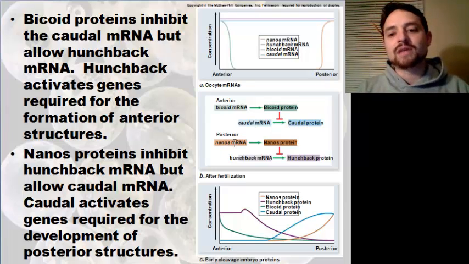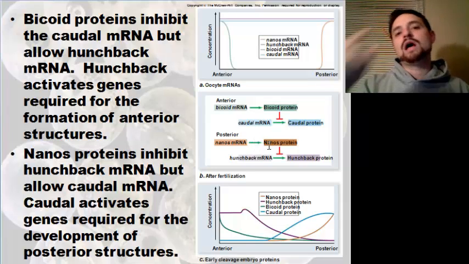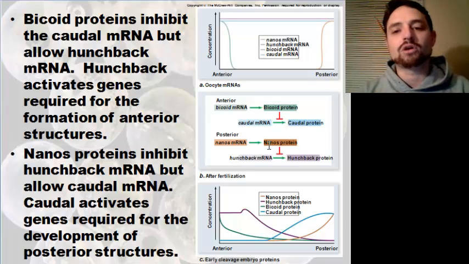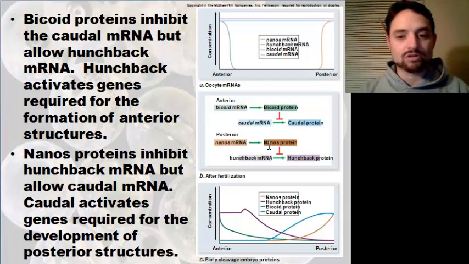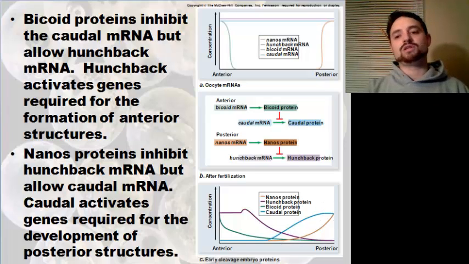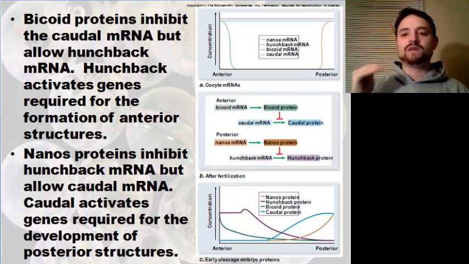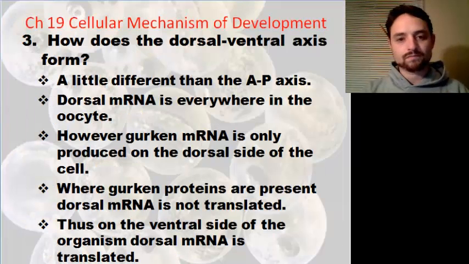In the posterior, the nanos mRNA produces nanos proteins. Those proteins will inhibit hunchback mRNA, allowing caudal mRNA to produce caudal proteins, and thus you end up with posterior structures. And you can see that once again down here, the concentrations of those are related to each other. If you have high levels of bicoid, then you'll have high levels of hunchback. If you have high levels of nanos, then you'll have high levels of caudal.